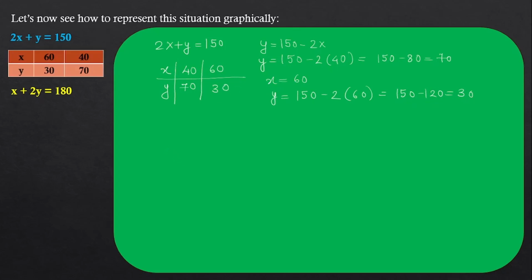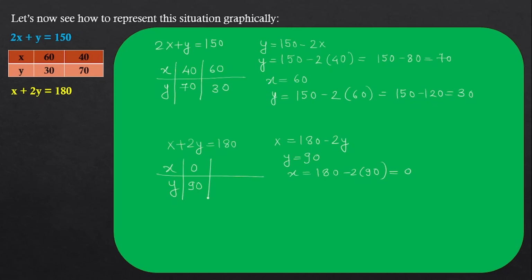Now the next equation is x plus 2y is equal to 180. We will use the same method to find two values for x and y. First, I will write one variable in terms of the other variable. Here, I will take different values of y and find the corresponding value of x. So now let us take the value of y as 90. The moment I take the value of y as 90, I get x equal to 180 minus 2 times 90, which is 180. 180 minus 180 is 0. So for y equal to 90, the corresponding x is 0.